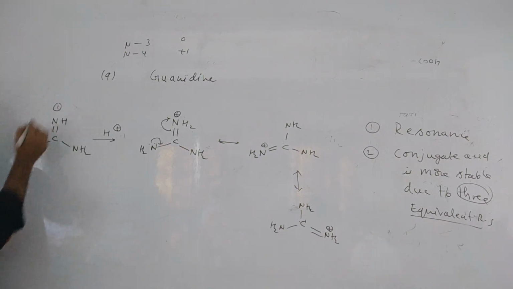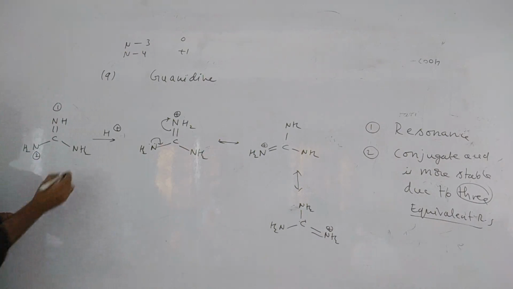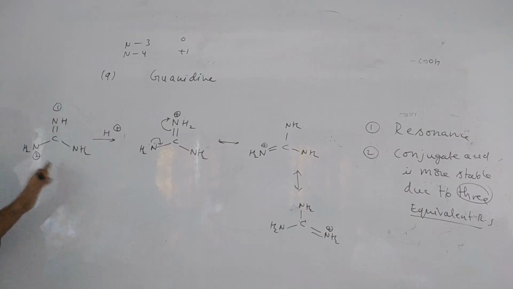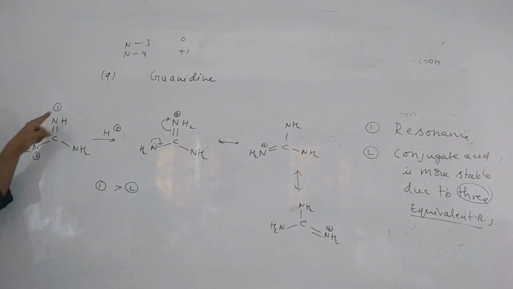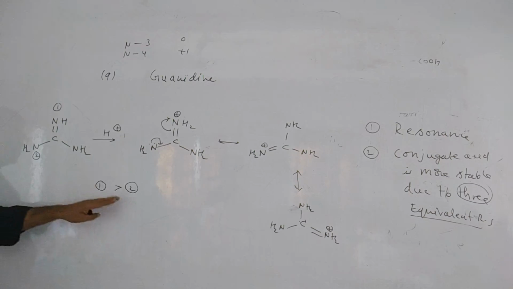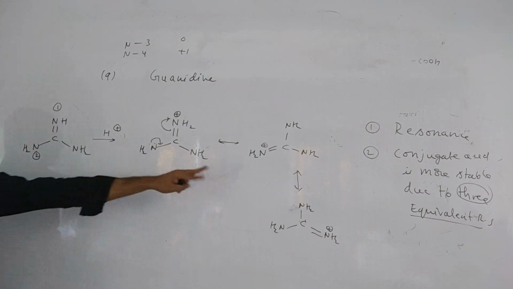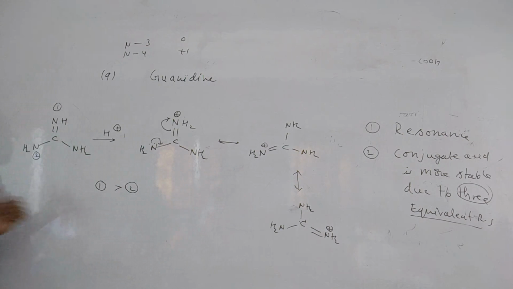Like this they will give 1, 2 and 3 hydrogens. Both are same only. Which will be protonated first? Tell me. First one or second one? Which is more basic? Like that they will ask. Then one is more basic than 2. That also. Two types of questions: how many resonating structures and which is more basic?